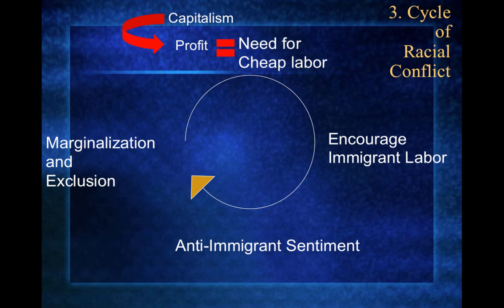To better understand the experience of immigrants to California and the United States, we must examine the cycle of racial conflict. This is a framework that can be applied to most immigrant groups and their historical experiences in the United States and California. The cycle of racial conflict connects the immigrant experience with capitalism, the U.S. economic system.